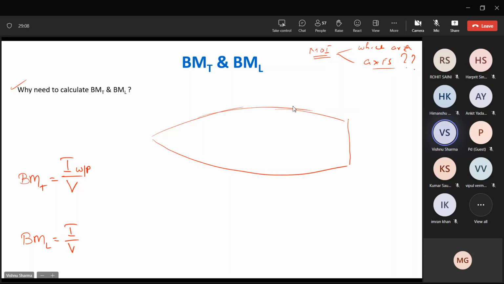About which axis? About fore and aft axis through the geometric center of the water plane, and geometric center of the water plane we know is called as center of flotation. So numerator is moment of inertia of water plane area about a fore and aft axis passing through the center of flotation. Now the numerator is clearly defined.